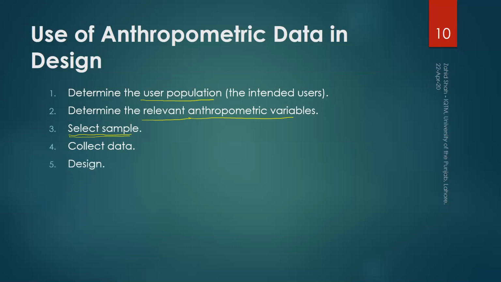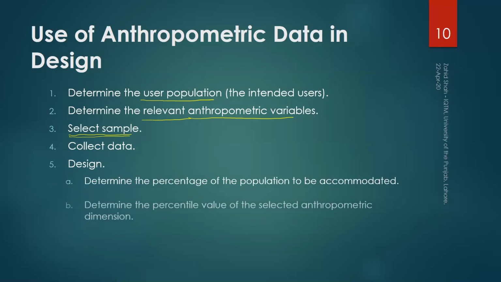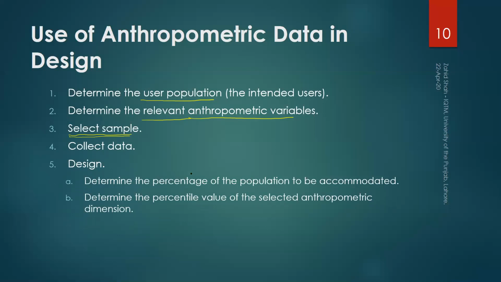And using the design principles, you have to design the product or workplace or equipment. And specifically, you must determine the percentage of the population that is to be accommodated and the relevant percentile value of the selected anthropometric dimension. So we will focus on these 2 points in a lot of detail in this lecture.